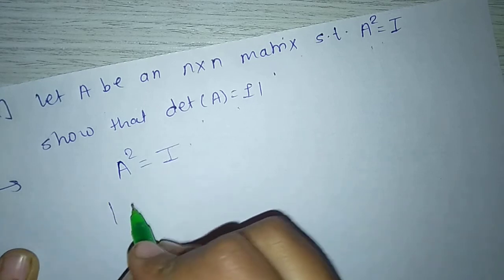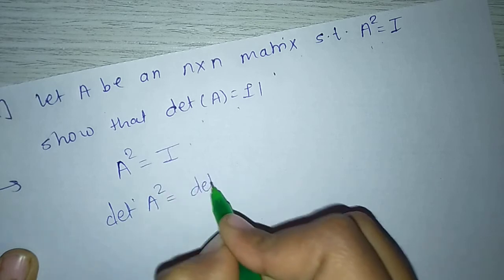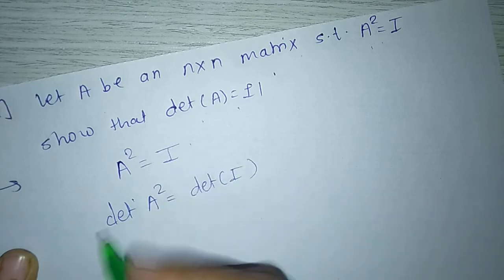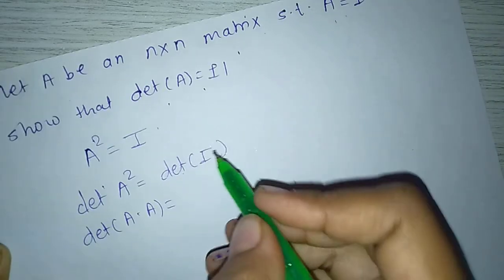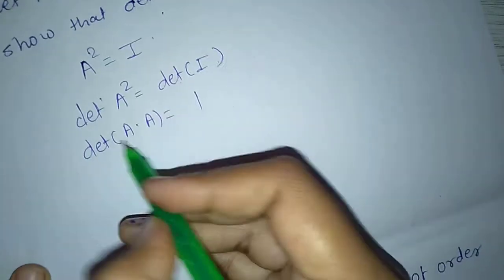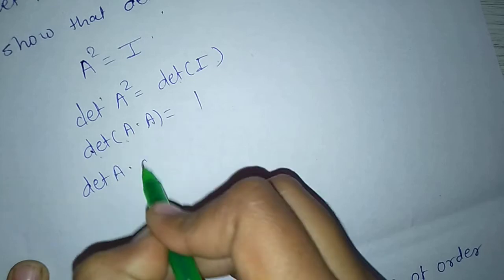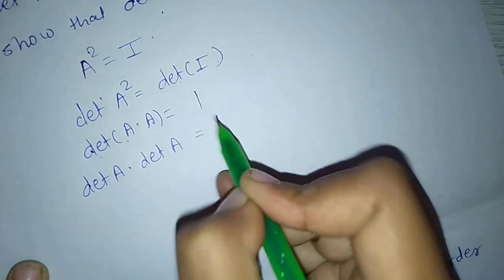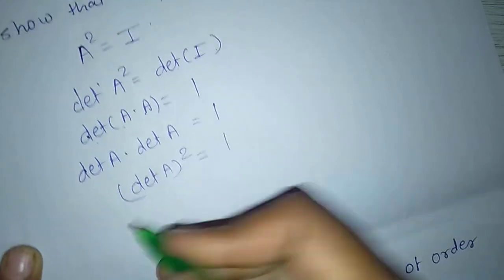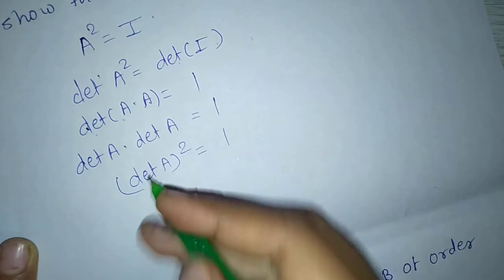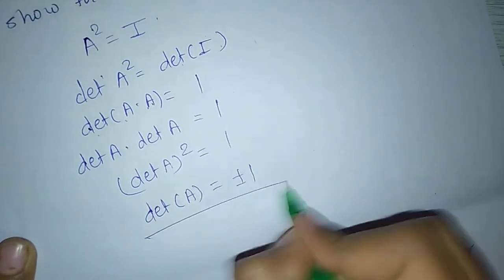Take determinant of both sides. Determinant of A square equal to determinant of I. Determinant of A square means determinant of A into determinant of A, equal to determinant of identity matrix, which is always 1. This is nothing but determinant of A, whole square, equal to 1. Take square root on both sides. We get determinant of A equal to plus minus 1.